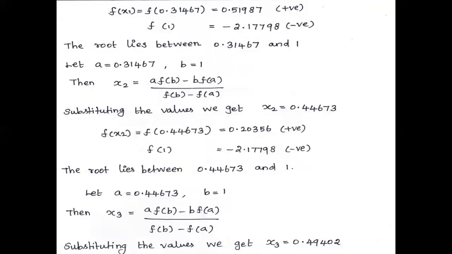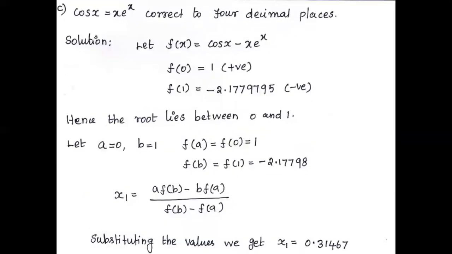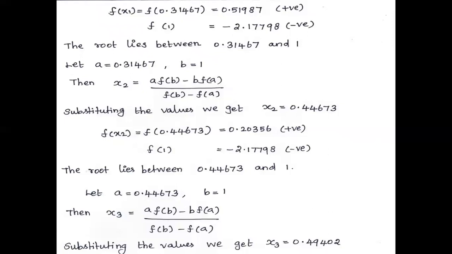So now we need to calculate f of x1. Here again we got a positive value. Choosing with the negative, that is f of 1 is negative. So minus 2.17798 is a negative value. Therefore the root lies between 0.31467 and 1. Now a value is 0.31467 and b value is 1. Substituting in the same formula, we get x2 value 0.44673.